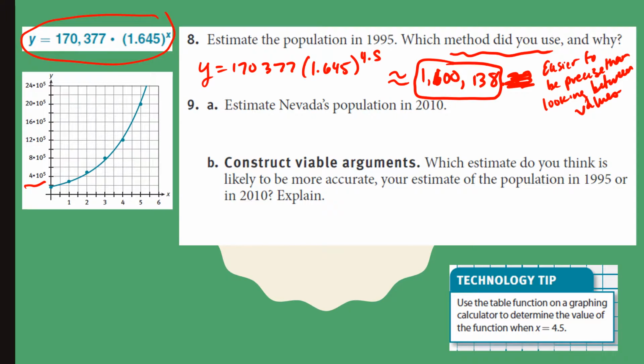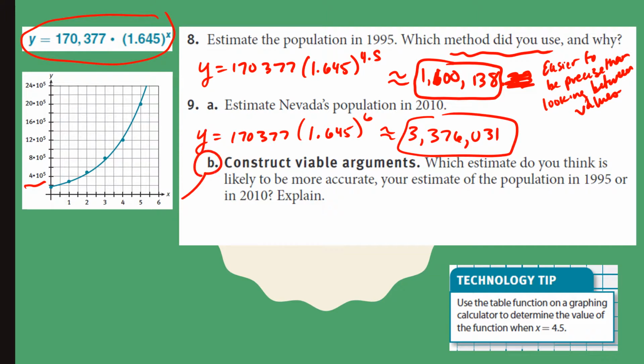So if we want to estimate the population in 2010, that's going to be 60 years, right? 60 years, so our decade, 60 years after 1950, our decade is going to be 6. Our power will be 6. So calculate that and see what the population would be there. Again, depending on how you entered and what you rounded before you multiplied, you should get something about 3,376,031 for your population.